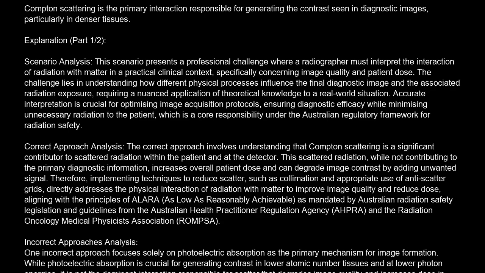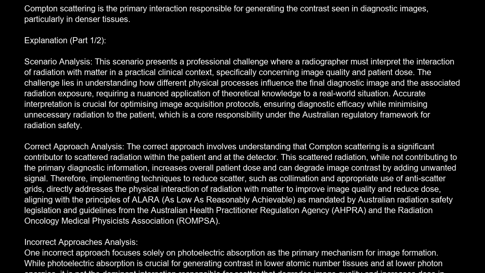Correct answer is C. Compton scattering is the primary interaction responsible for generating the contrast seen in diagnostic images, particularly in denser tissues. Explanation. Scenario analysis. This scenario presents a professional challenge where a radiographer must interpret the interaction of radiation with matter in a practical clinical context, specifically concerning image quality and patient dose. The challenge lies in understanding how different physical processes influence the final diagnostic image and the associated radiation exposure, requiring a nuanced application of theoretical knowledge to a real-world situation.